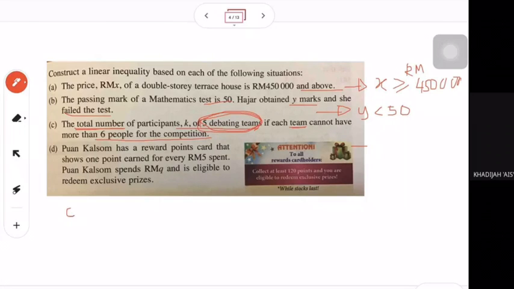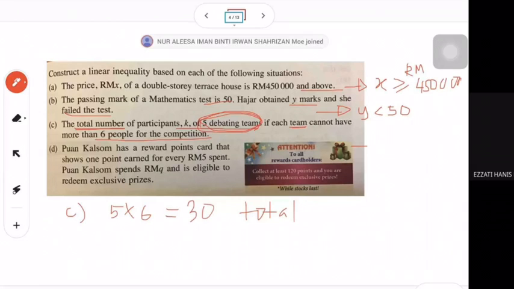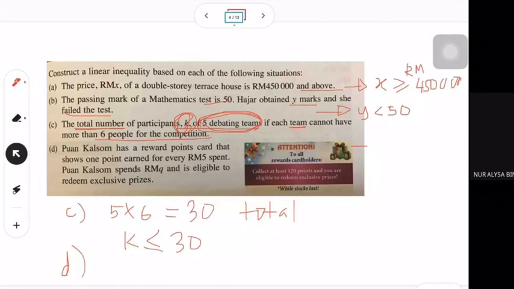Okay, so what is this 5 times 6 for? If all teams have 6 people each. So this is the total, total participants. But they can have 6 or less, right? So how do you write the total K? K is less than or equals to 30. K is less than or equals to 30. Very good. Right.